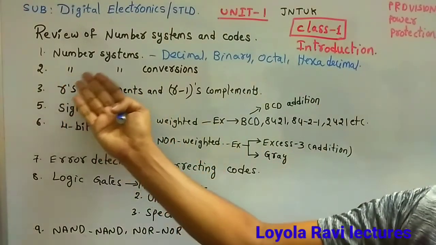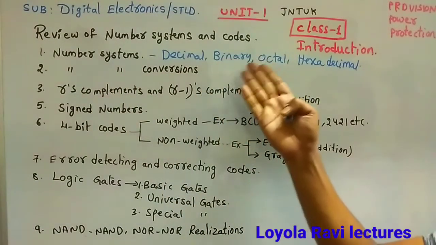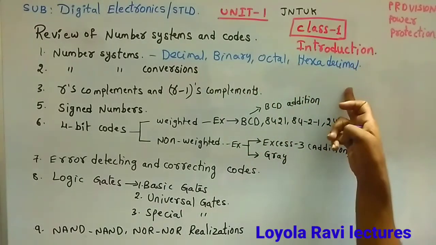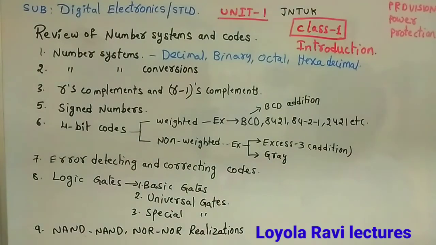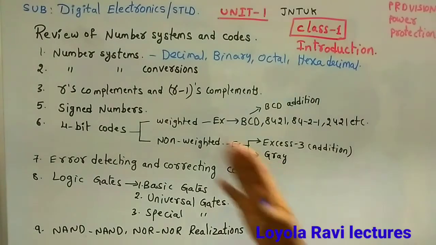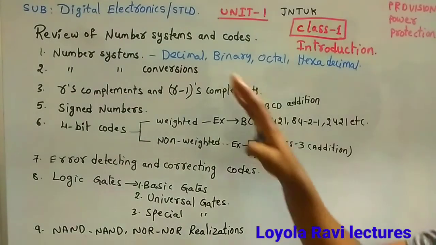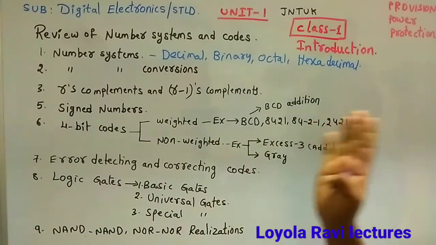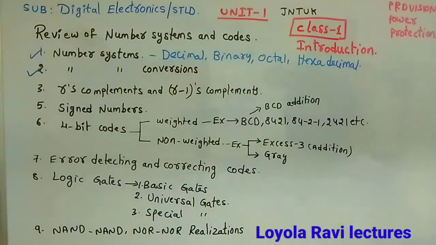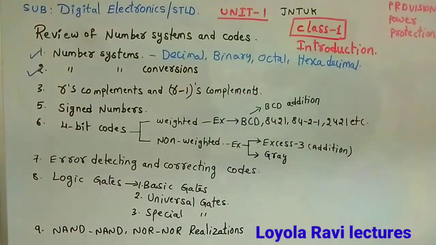Then for the second topic, number system conversions: how we convert from decimal to binary, octal, hexadecimal, and binary to decimal, octal, hexadecimal, and vice versa. From one number system to another, how we convert is nothing but number system conversions. And why we have to convert from one number system to another is the second topic. So the first topic is number systems and the second is number system conversions. It will take 1 hour each, so 2 hours to complete these 2 concepts.